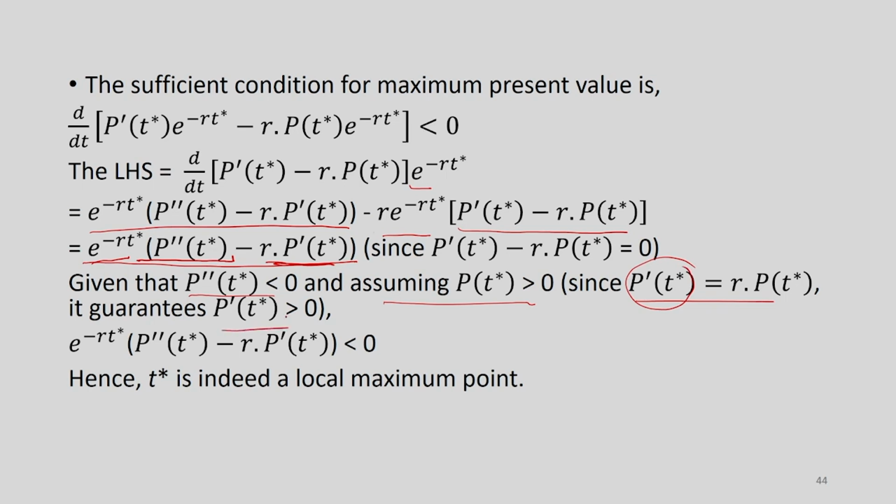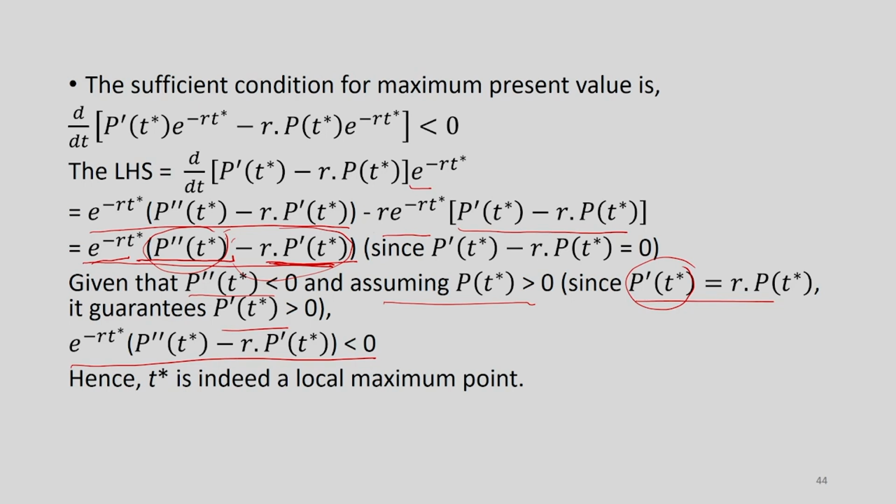Now, if p of t star is positive, then by this condition this is also positive. Okay. So, this term is positive and it is preceded by a negative sign. So, this is negative, and this, we have seen, is negative. So, the entire term is negative. All right. So, the sufficient condition or the second order condition is actually satisfied at t is equal to t star. Therefore, the tree should be cut down, that is our conclusion.